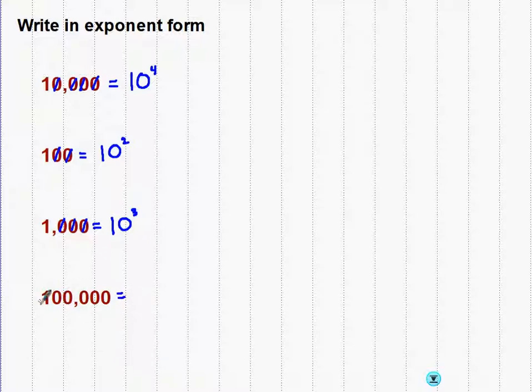And then finally, we'll come down here to our last one, another power of 10 number. So let's put our base number of 10. And we have 1, 2, 3, 4, 5 zeros. So we'll write this as 10 to the power of 5.